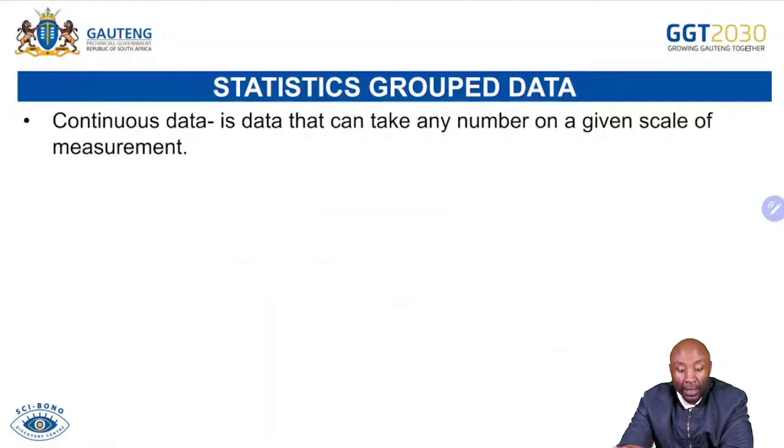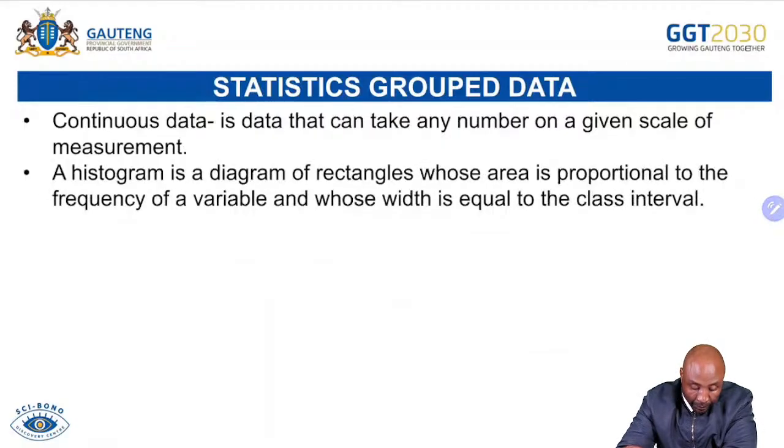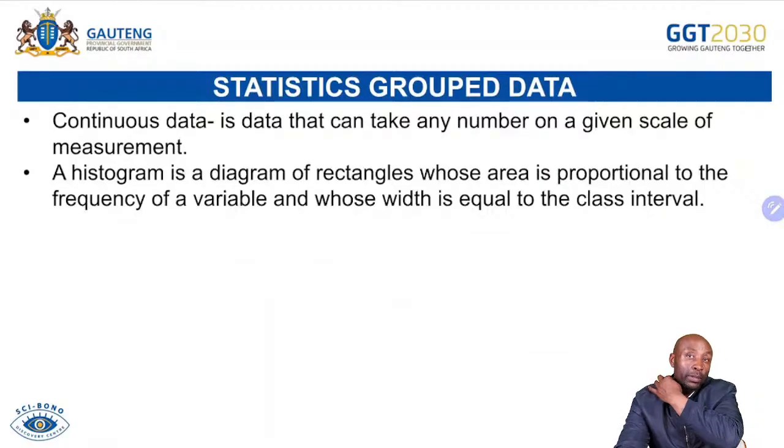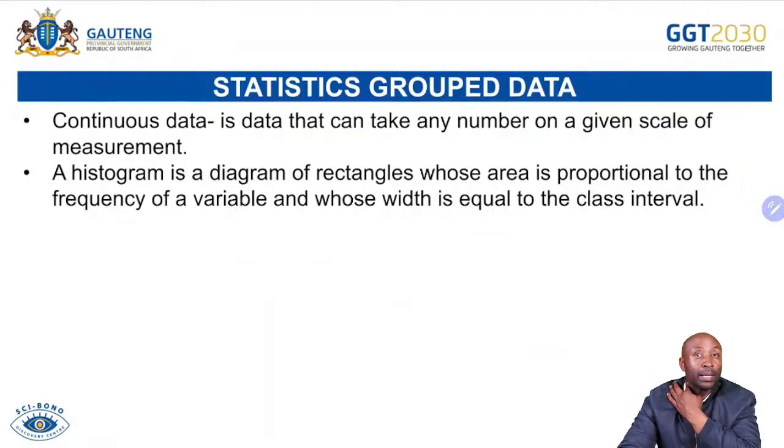This is data that can take any number form. As I indicated, our heights are one example that we can use for continuous data. And then we also have, I've talked about, our marks. We can use them to represent grouped or continuous data. A histogram is used, and remember, a bar graph is used to represent discontinuous data.